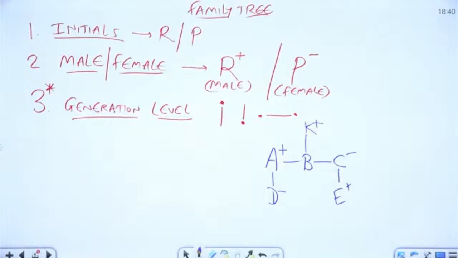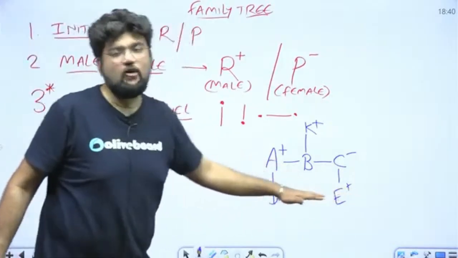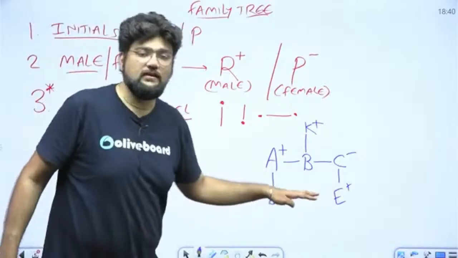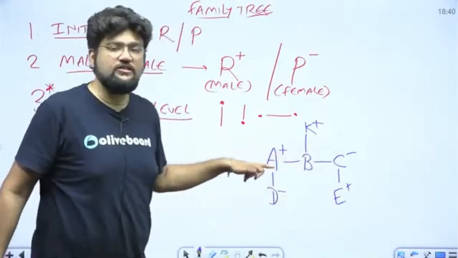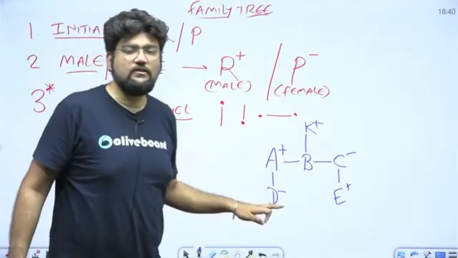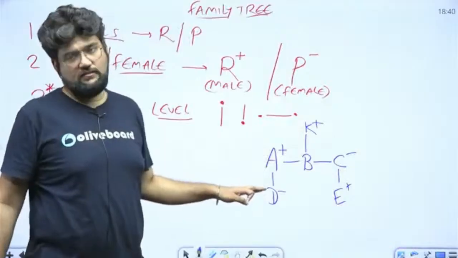And how about D and E, guys? So I told you they may be on the same level. See, they are on the same level here, but they are not connected to each other. That means they are cousins. If they were on the same level and connected to each other, real brothers and sisters. If on the same level, not connected to each other, cousins.